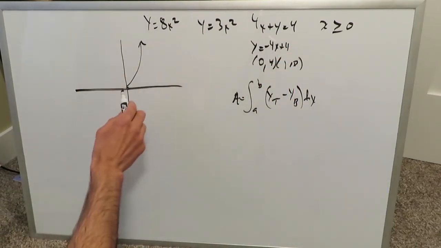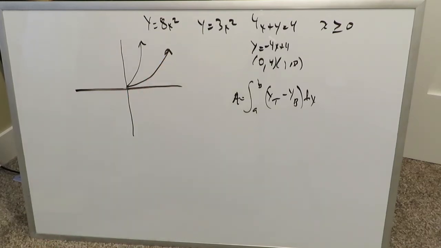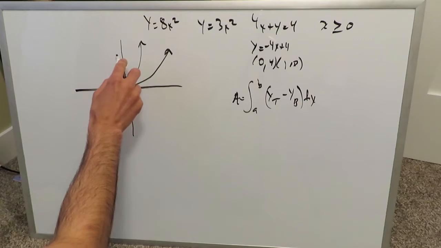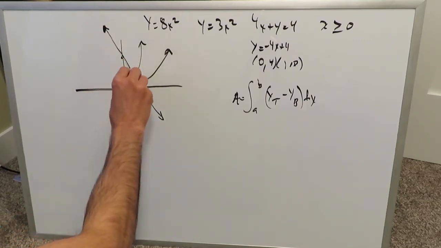Y is equal to 3x squared. It'll also be steep, but I'm going to make it look less steep. Let's draw the linear line, 0, 4 and 1, 0. We could have probably done that a little better.